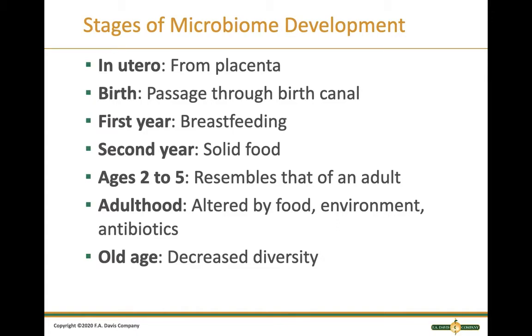And really, the first 3 years are the most critical. Between ages 2 and 5, your microbiome is pretty much developed. It's pretty much the same as in adults. And during adulthood, it can be altered by food, by the environment, or by antibiotics. And with old age, we tend to see decreased diversity, which is generally not a good thing. Decreased diversity is not good for your immune system, which may be why with old age you're more susceptible to diseases.